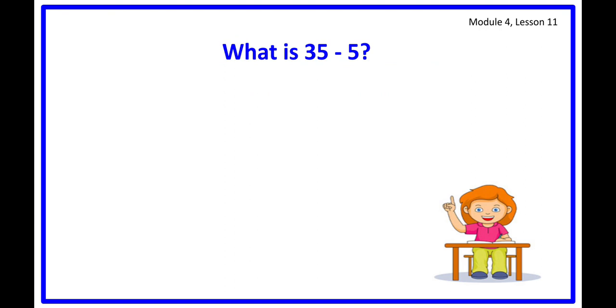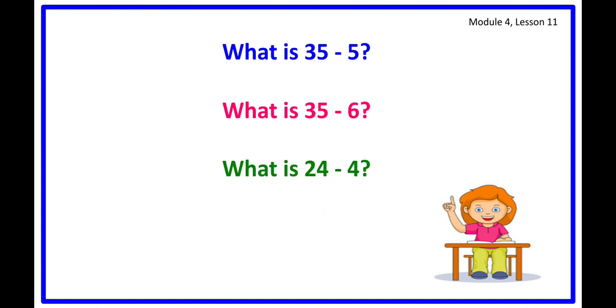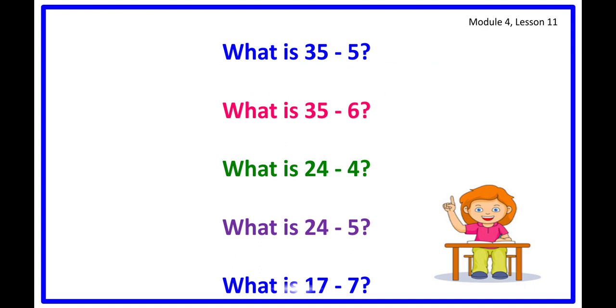What is 35 minus 5? You remove 5 from 35, it will give you 30. 35 minus 6 will give you 29. 24 minus 4 will give you 20. 24 minus 5 will give you what? I know you can do that. 19. All right, lastly, 17 minus 7. I know you can do that.